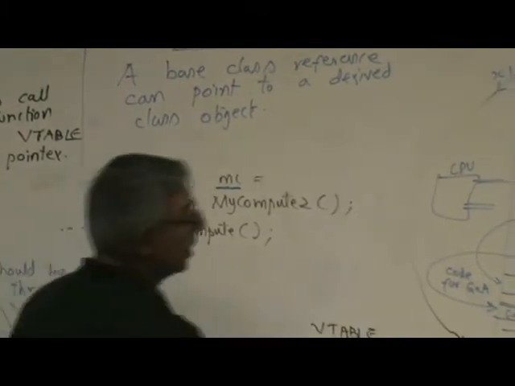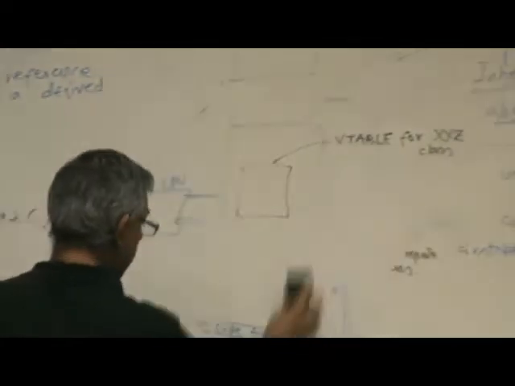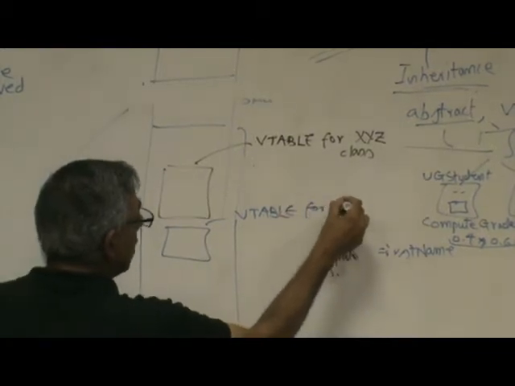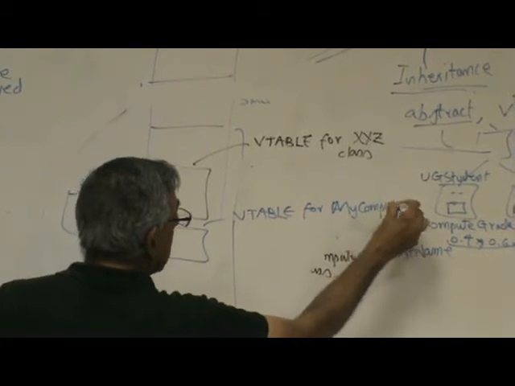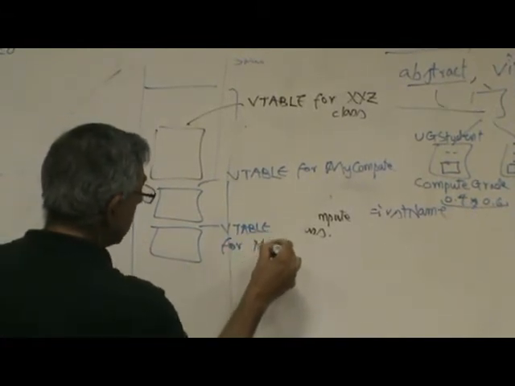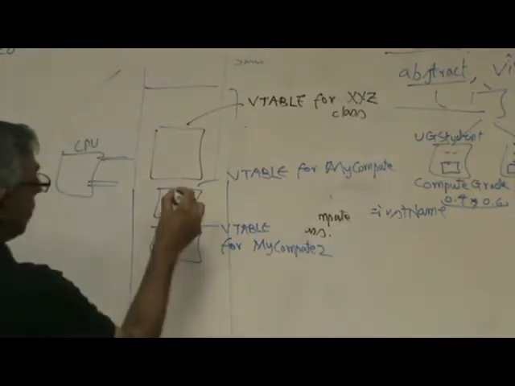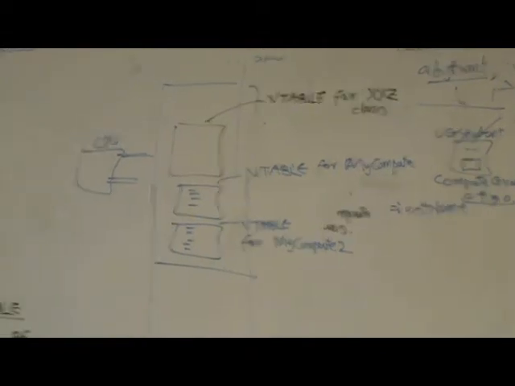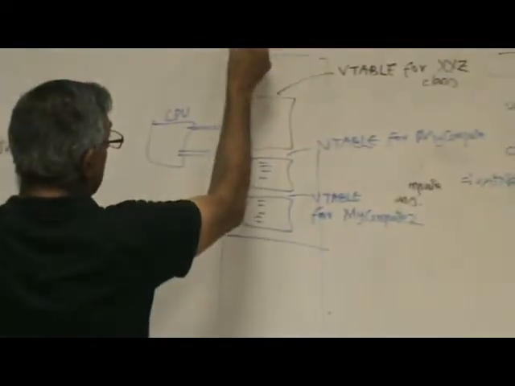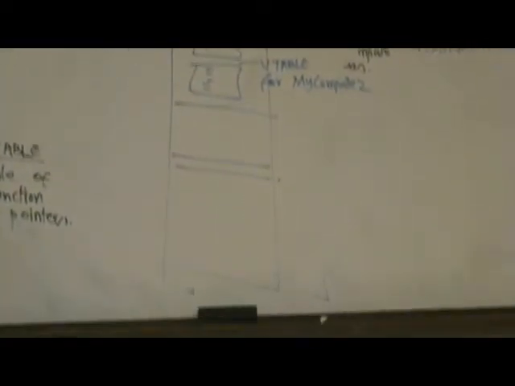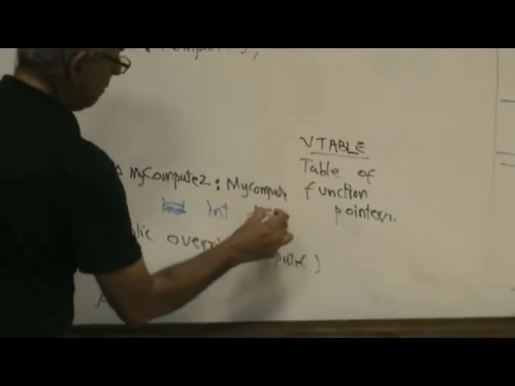It will actually generate the code. So in this example, okay, remember there's a vtable for XYZ, there's a vtable for MyCompute, there's a vtable for MyCompute2, right? Each one of these has all the pointers pointing to the real code for each function, right? Okay, and now if we did this MyCompute MC, what will happen? MC will be allocated, correct? New MyCompute2, so suppose there's also an additional memory for D as an example.